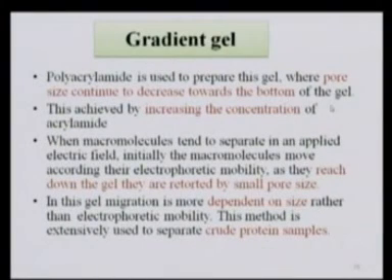Now let us have a glimpse of gradient gel. The gradient gel is the one having pore size continuously decreasing towards the bottom. Just now we have discussed various sorts of gels. Here the gel has a pore size which decreases towards the bottom of the gel, that is the gradient. That means there is a variation in the size of the pores from top to bottom, and this gradient is achieved by increasing the concentration of acrylamide.